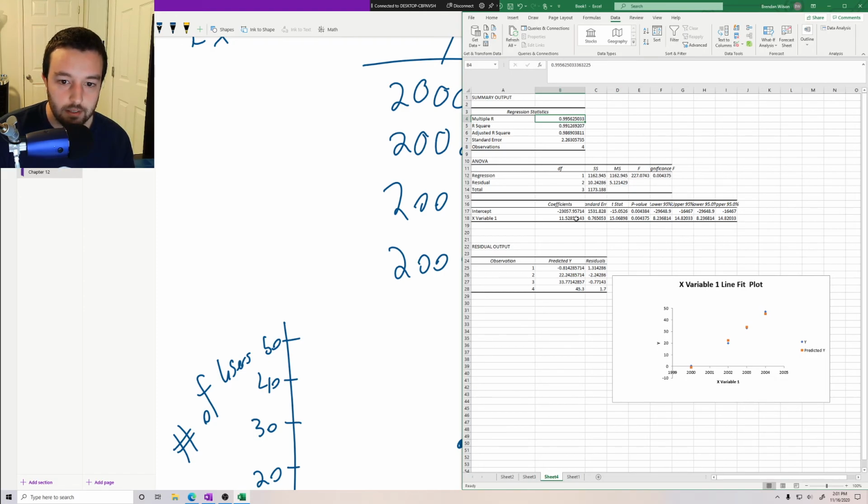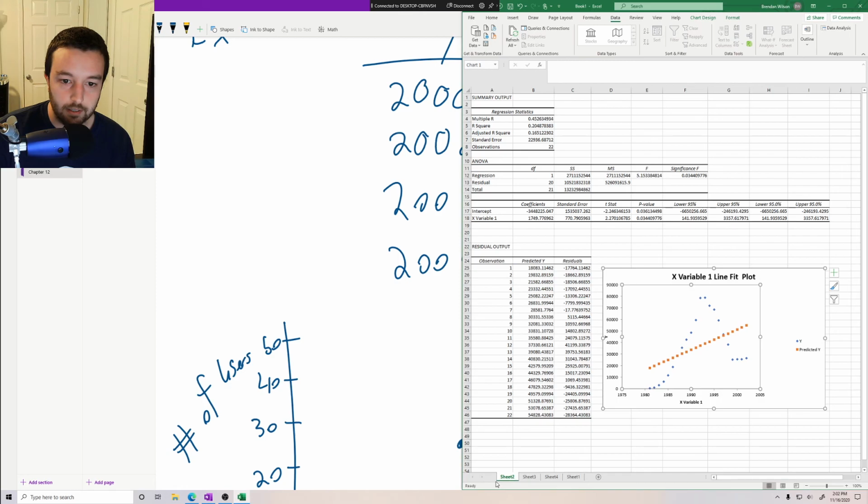yeah, now that I'm looking at it, this is giving you the formula for the line. This is your B and this is your A. That's what we calculated last time, right? Our A is the negative 22,057 and our B was the 11.52. Okay, so I'm glad we looked at this so I can see that now.